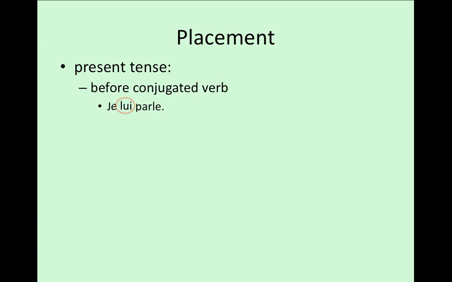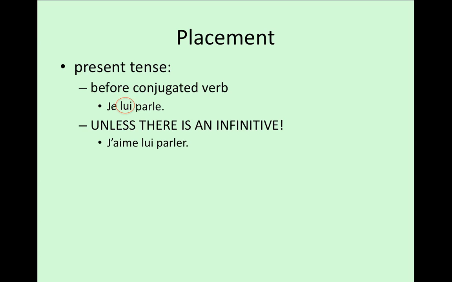The one exception to this is when you have an infinitive in the present tense, and in that case, the object pronoun is going to come right before the infinitive rather than before the conjugated verb. So if you notice in this sentence, it's j'aime lui parler. Lui comes right before parler, which is the infinitive of to speak.